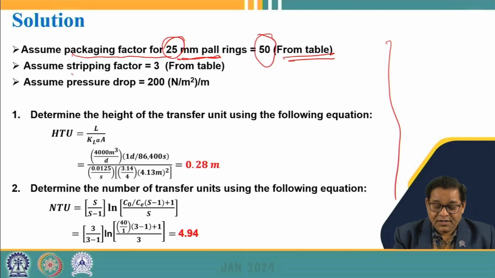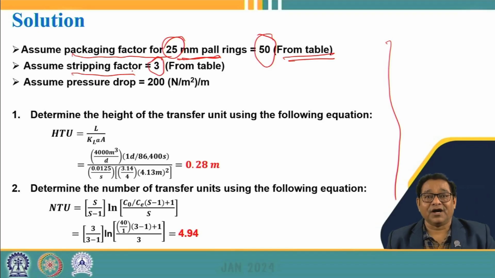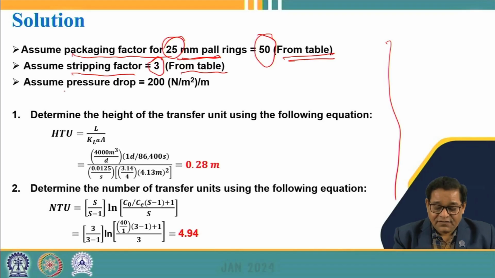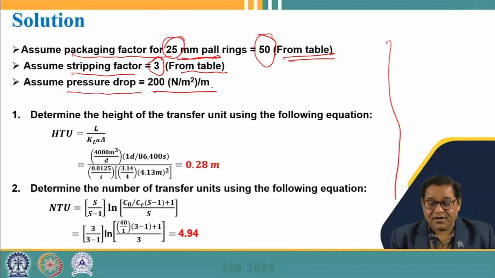Similarly, the stripping factor is 1.5 to 5, as given in the table. Here we have assumed that it is 3. And similarly, we can assume a pressure drop of 200 Newton per meter square per meter. Accordingly, we have to see the equation used for determination of the height of the transfer unit.